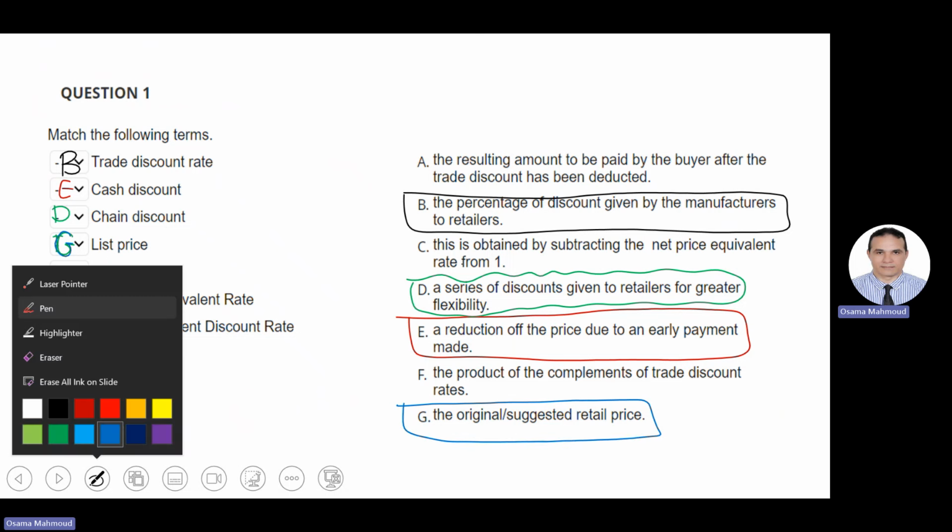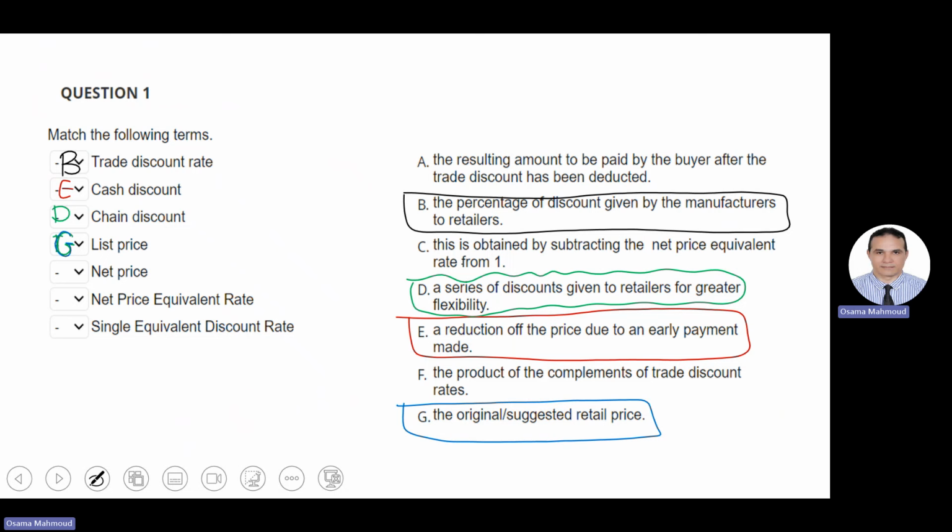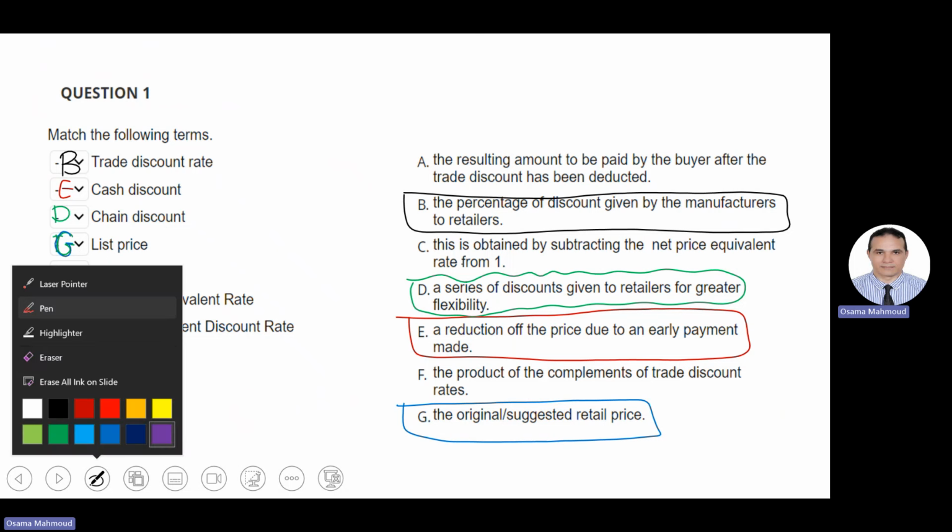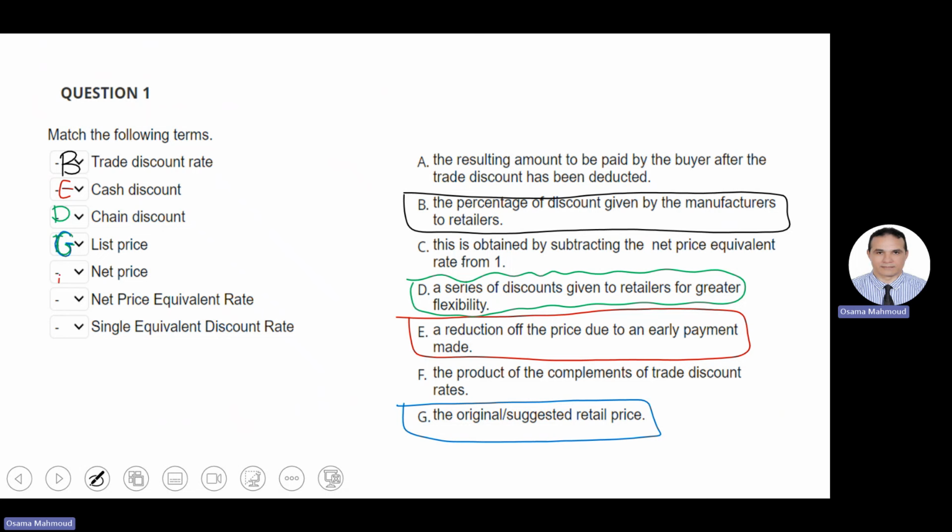The net price, this is what you pay at the cashier, right? Net price is the one you pay at the cashier. So this is A, the amount paid by the buyer after the trade discount has been deducted. Net price equivalent rate is when you multiply the series of the complement of the discount rates, right?